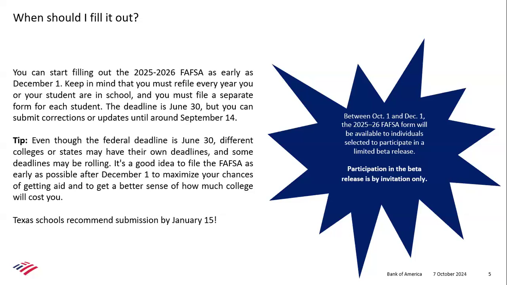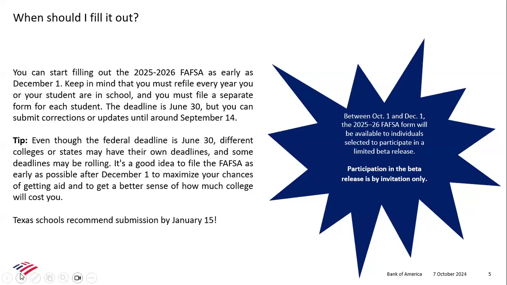The deadline is June 30th. It opens December 1st, and you've got 6 months to fill it out. But even after June, if there's things that change or you need to make a correction, you can do that until September 14th, middle of September.